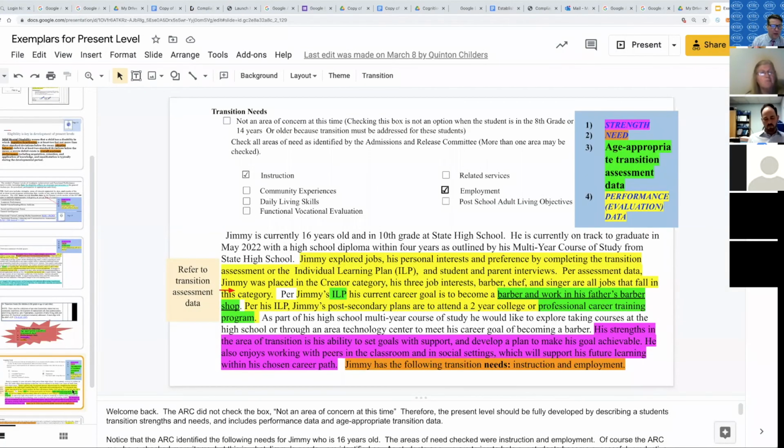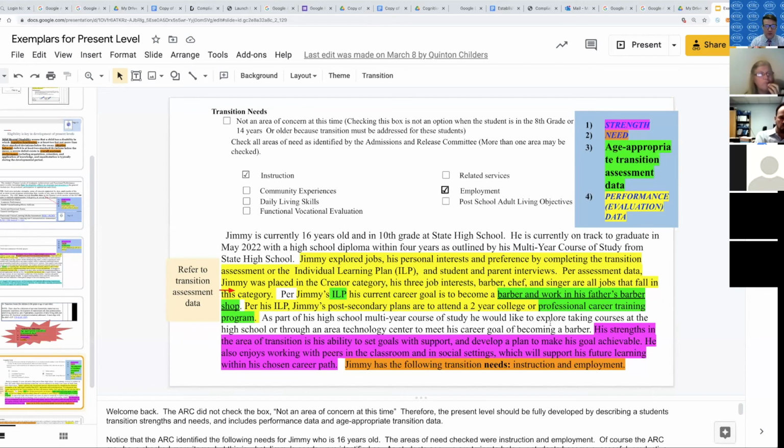And we're looking here at, we've marked transition, we've marked instruction, we've marked employment. Those are the, and you must at age 16 mark at least one of these, or at age 14 you must mark one of these, and you must address it with present level documentation about what barriers exist in instruction, what barriers exist in employment, what are the experiences that this student needs. So when you develop that present level under transition, you've got to have strengths identified, needs identified, age-appropriate transition assessment data, and performance evaluation data, as well as an adverse effects statement that goes under all of that. And if not, you'll be cited by KDE.